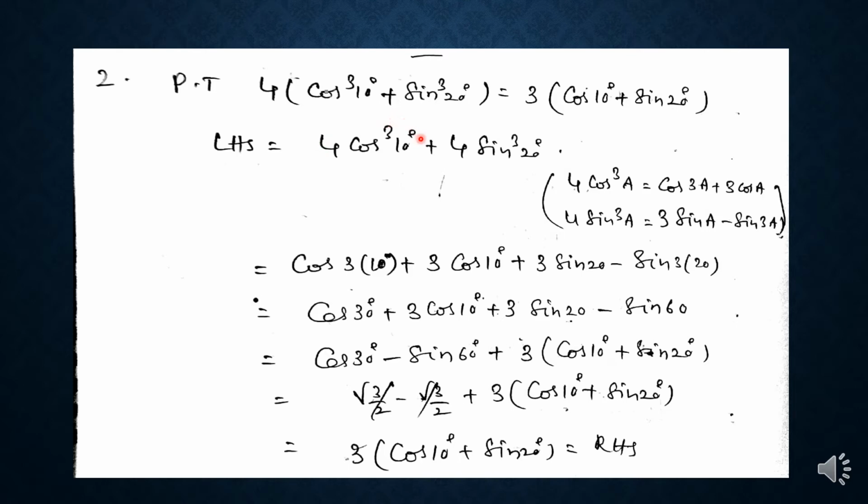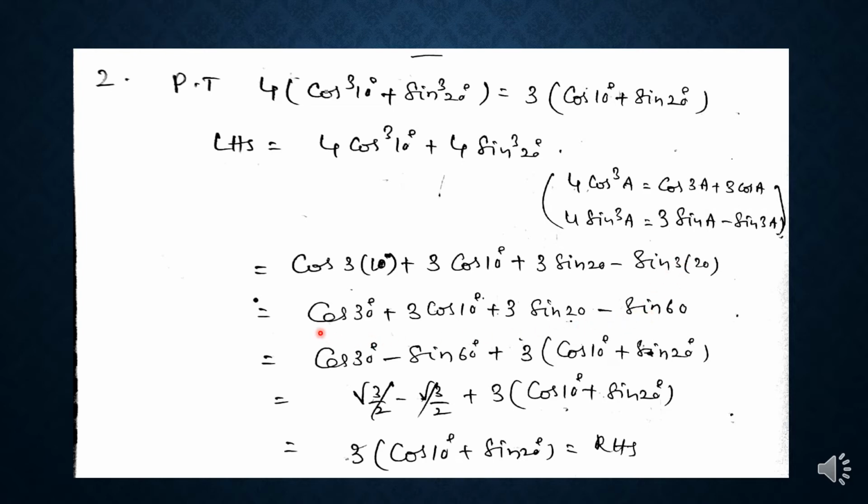4 cos cube 10 degrees can be written as cos 3a, cos of 3 into 10, plus 3 cos a, 3 into cos 10, plus, here 4 sin cube a can be written as 3 sin a minus sin 3a, where a is equal to 20 degrees. So that becomes plus 3 sin 20 degrees minus sin of 3 into 20. So by simplifying this, what we are getting: cos 30 degrees plus 3 cos 10 degrees plus 3 sin 20 degrees minus sin 60 degrees.